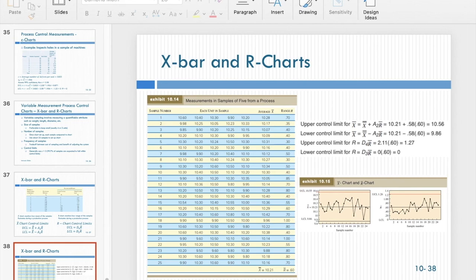So this is the whole thing that we will cover within chapter 10. I know that there's a little section related to acceptance sampling at the end. If you're interested, please look at it, but we will not cover it in the exam. And yeah, I think this is the whole thing for chapter 10.